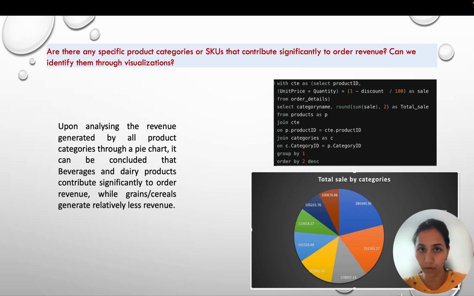beverages and dairy products contribute significantly to the order revenue, whereas grains, cereals and produce generate very little revenue.